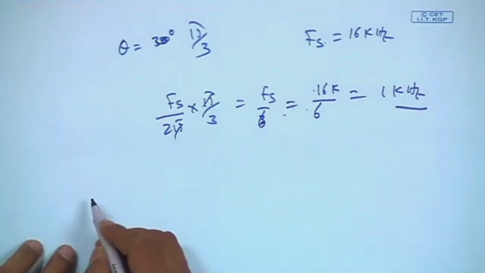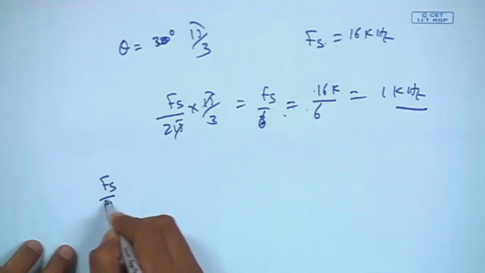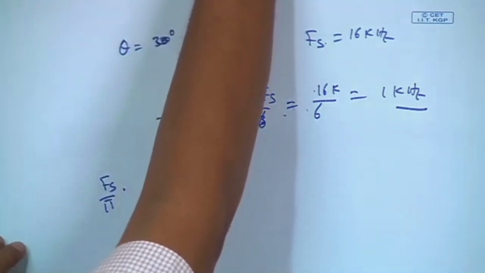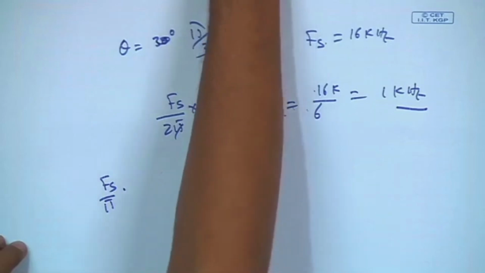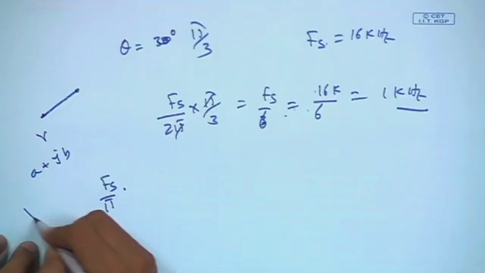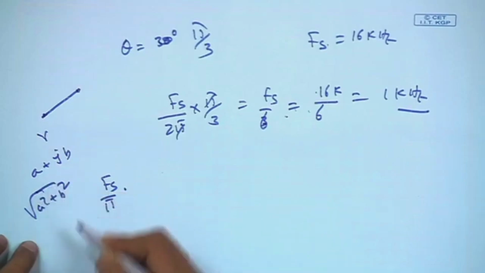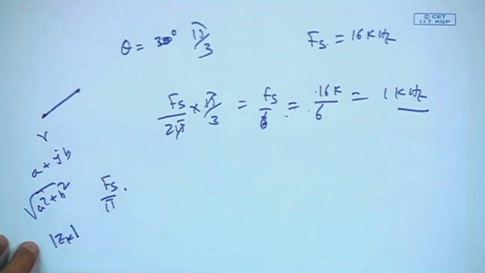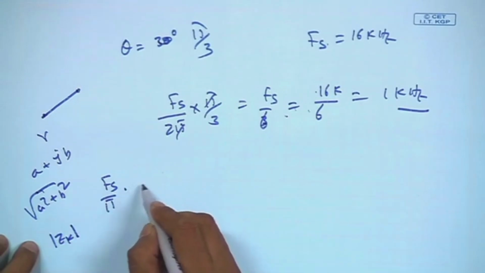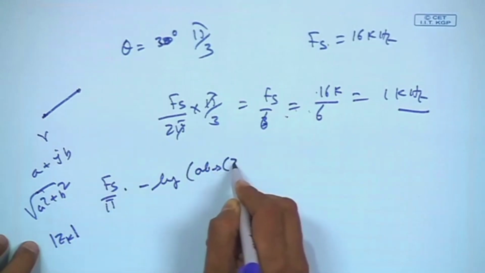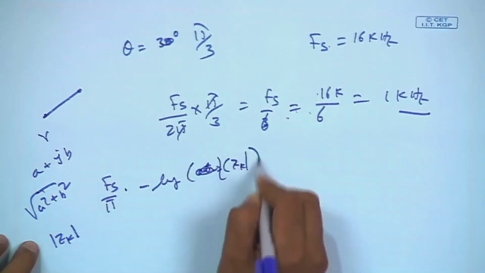And the formant bandwidth is Fs by pi into log of r. What is r? R is the absolute value. If the complex pole is a plus jb, then r is root over a square plus b square, or mod of zk if the pole is zk. So, the bandwidth is Fs by pi into minus log of abs zk, or mod of zk.